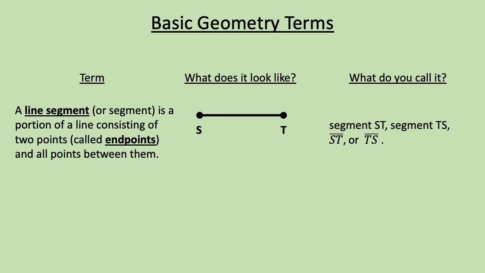To name a line segment, you would use the 2 endpoints. So you can call the figure shown segment ST or segment TS. The order of the letters does not matter, but the most common way that you're going to see it written is with the symbol for a line segment on top of the 2 letters, and you would pronounce that segment ST or segment TS.